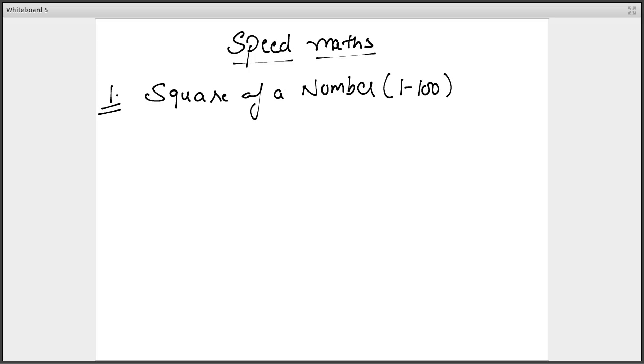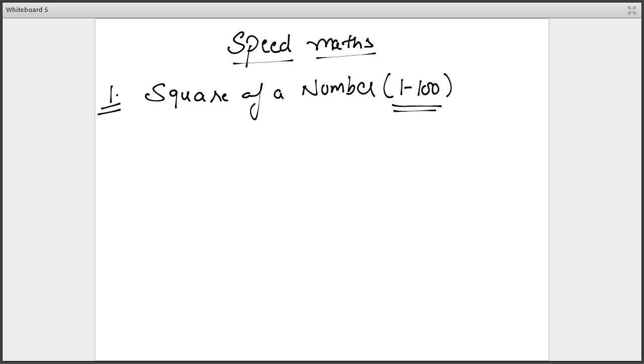Hello everyone. In this session, we are going to discuss speed mathematics. Basically, the topic of this session is how to find the square of any number between 1 to 100. This method is only one of the methods to find the square, and it is one of the easiest methods to find the square of a number.